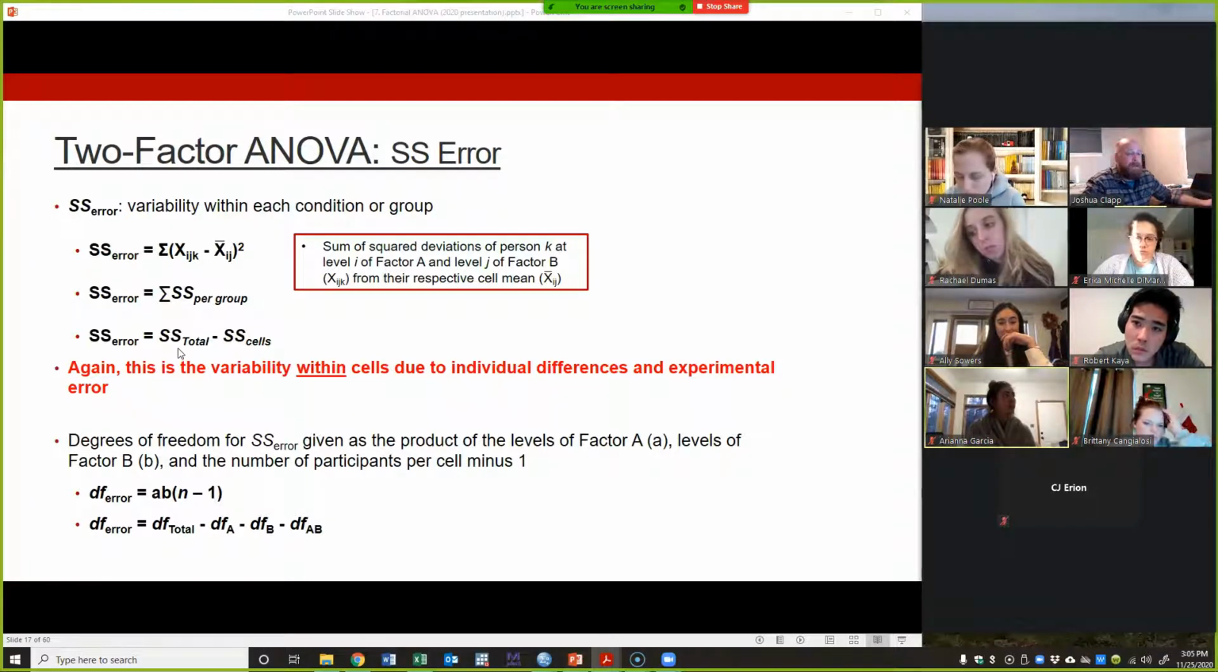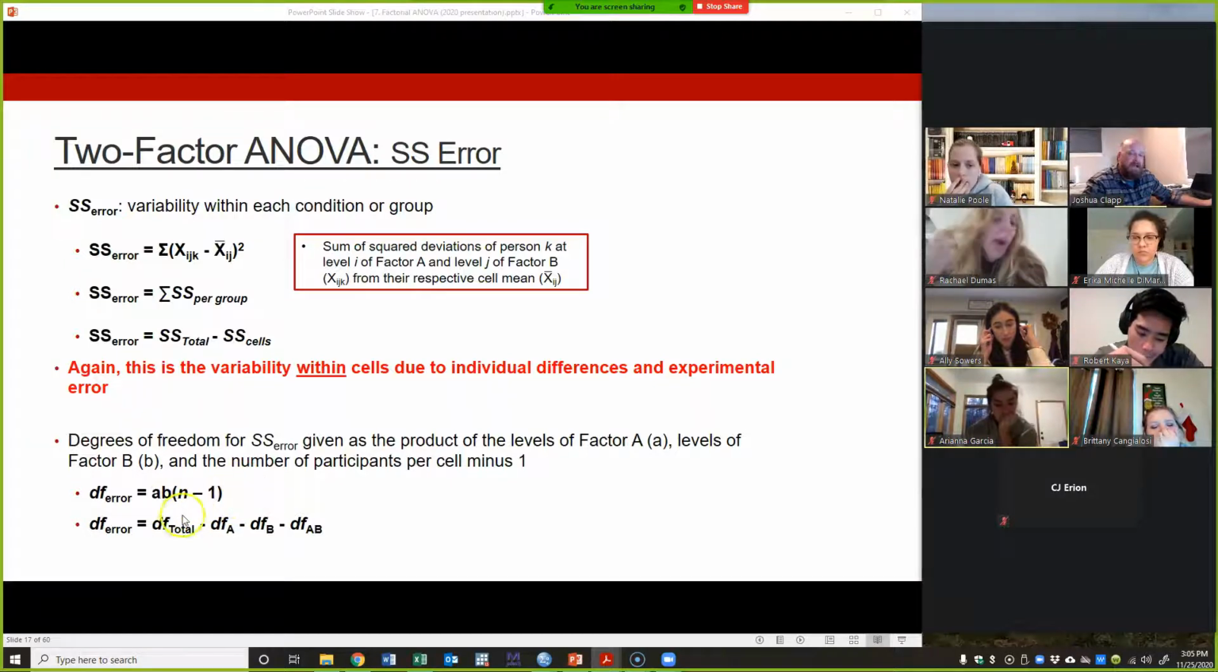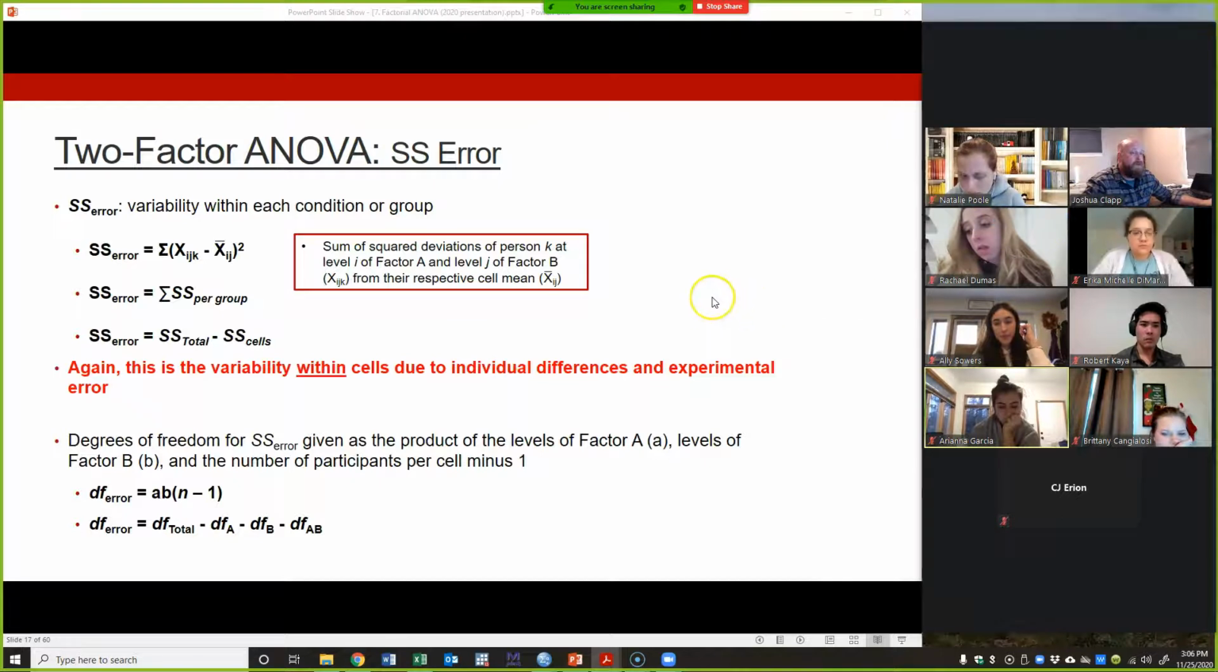Our degrees of freedom for sum of squares error is going to be the product of levels of factor A, levels of factor B, and the number of participants per cell minus 1. So basically it's A times B times n minus 1 for a balanced design. We can also get degrees of freedom by subtraction: take degrees of freedom total minus degrees of freedom A, B, and AB, and we've got it there. Questions about this?